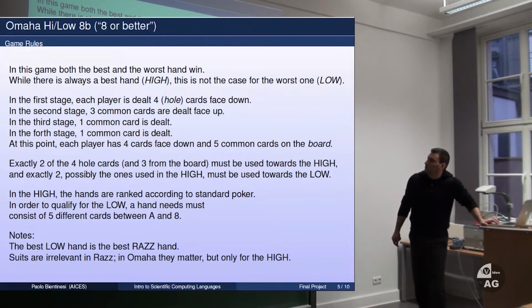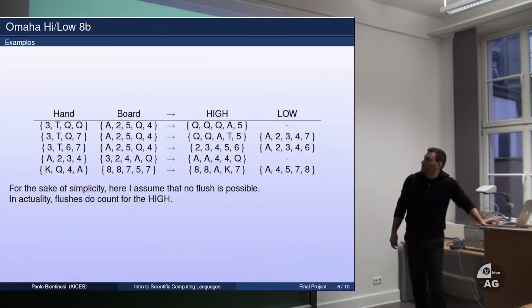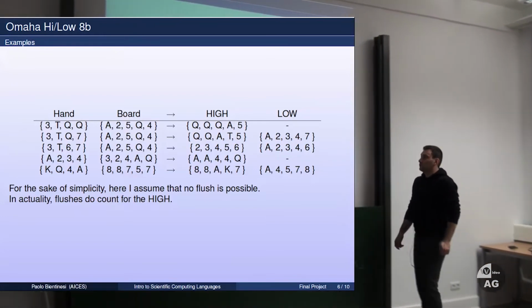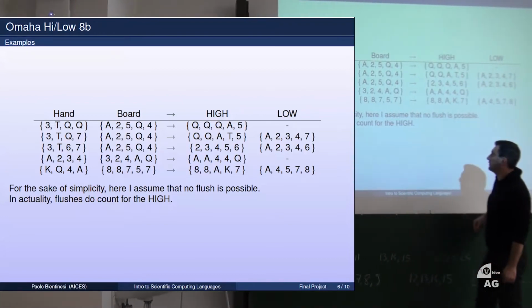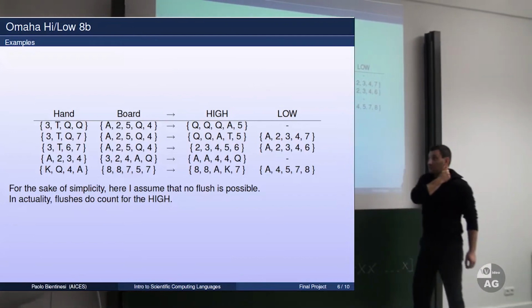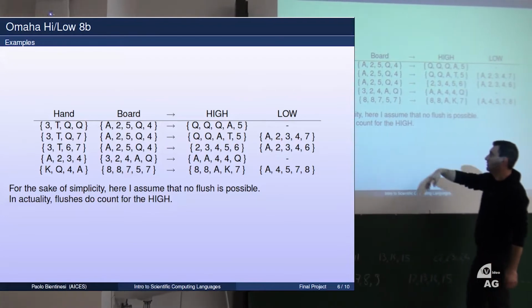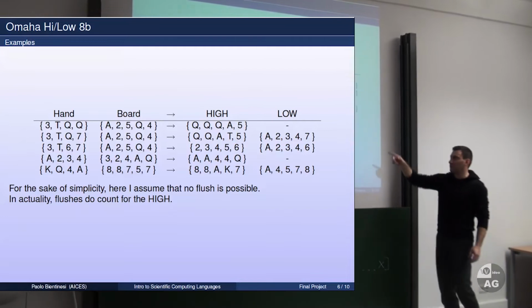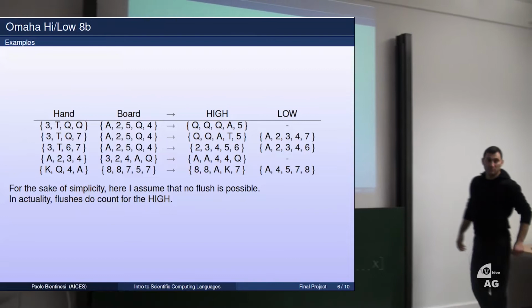Omaha Hi-Lo, I don't know if I made any changes here. Here I tried to give a few examples. Again, I was highly uninspired. So if you do have questions, just ask me and I will add it here. And in all of these examples, I just assume that flushes are not possible. Otherwise, I would have to specify the suit of every card, and I didn't want to do that. Is that clear?